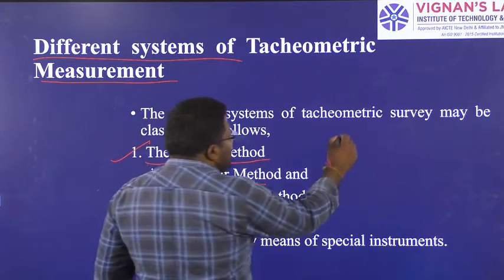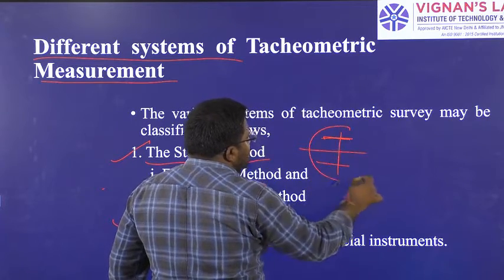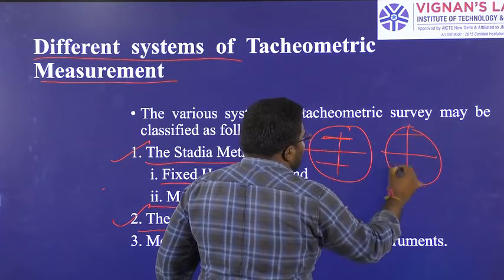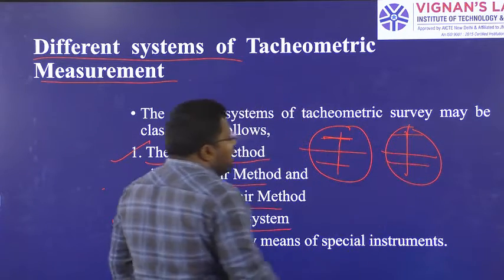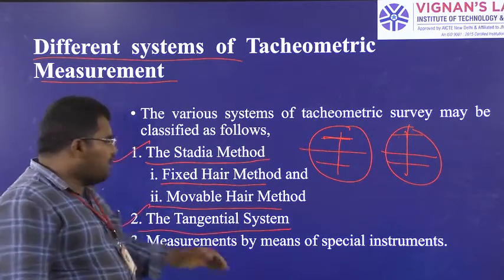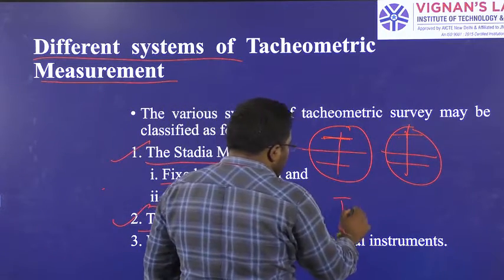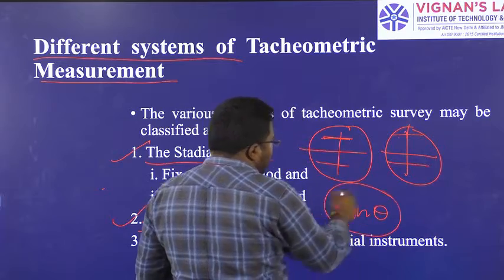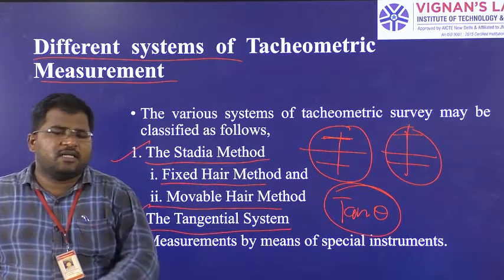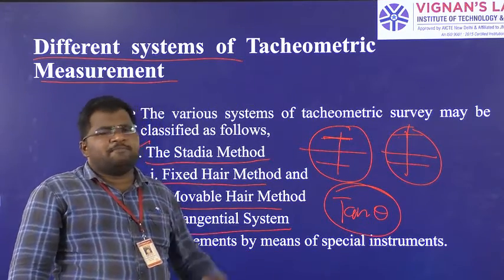So what is the fixed hair method? If you have cross hairs like this, and they are already fixed, this is called the fixed hair method. If the length can be changed, so these two hairs are moving, that is called the movable hair method. And we have the tangential system, where we are going to use the formula tan theta. Based on these tan theta values we are going to find out both the length and distances, that is the horizontal distance and vertical distance. That is called the tangential system. So now we will see them one by one.